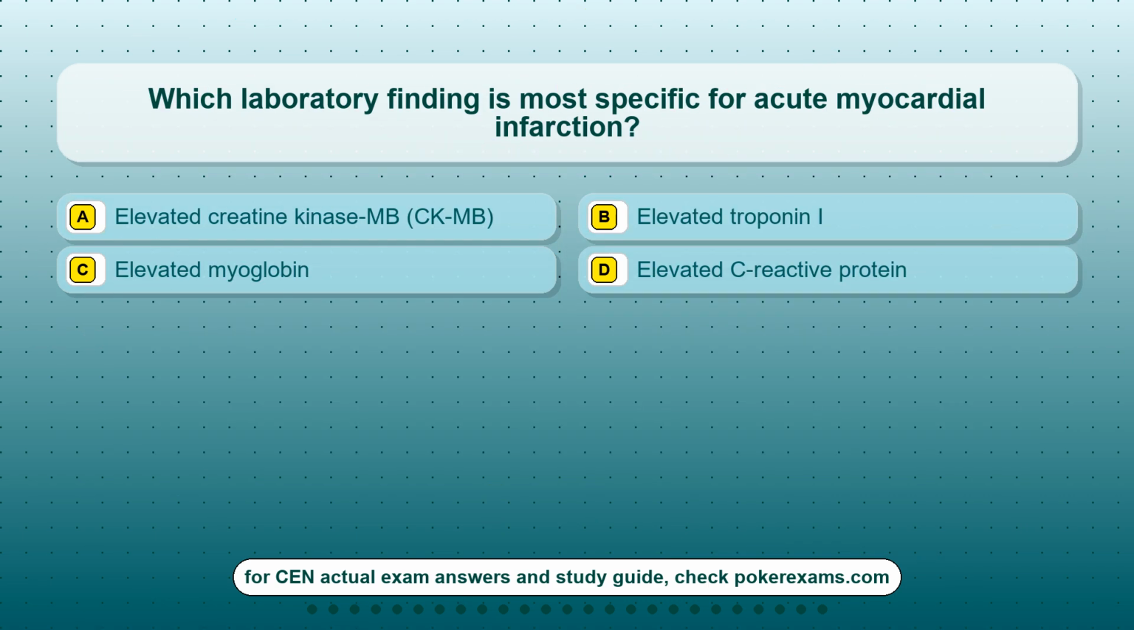Question 21. Which laboratory finding is most specific for acute myocardial infarction? Option A, elevated creatine kinase-MB, CK-MB. Option B, elevated troponin I. Option C, elevated myoglobin. Option D, elevated C-reactive protein.